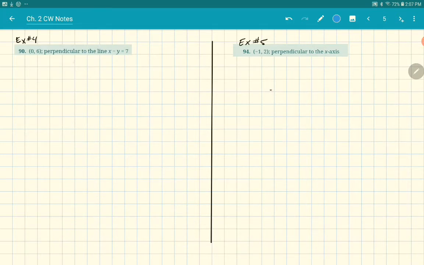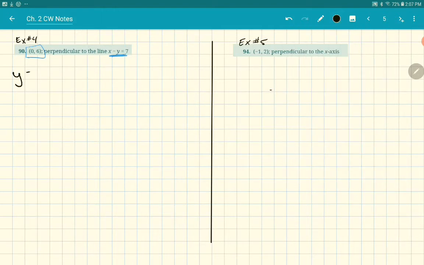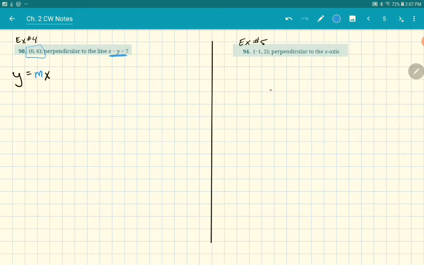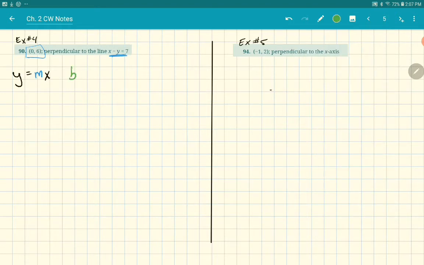Okay, so with number 90, for example 4, we want the line that is perpendicular to this line and has this point. So remember, all I ever need to find when I'm looking for the equation of a line is the m and the b. Let's do b in green. I'll put a plus there. So I'm going to start with that equation. So my goal is to find m and b.